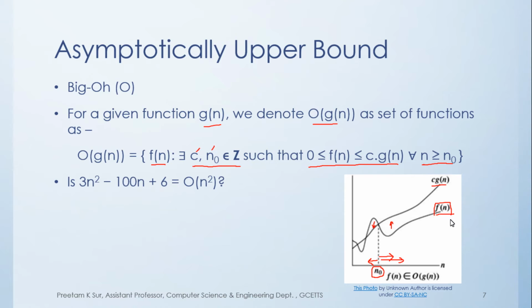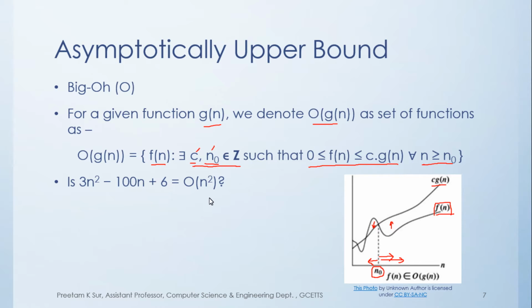So if we take an example, we ask: is 3n squared minus 100n plus 6 upper bounded by n squared, that is, is 3n squared minus 100n plus 6 order of n squared? What do you think? If you try to find out whether a function is upper bounded by another function, you have to find these two constants c and n0 for which this holds true.